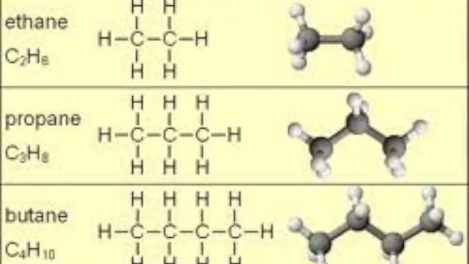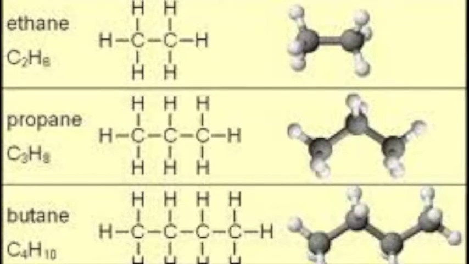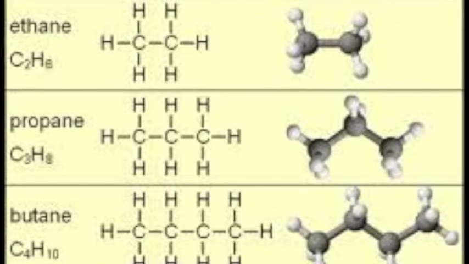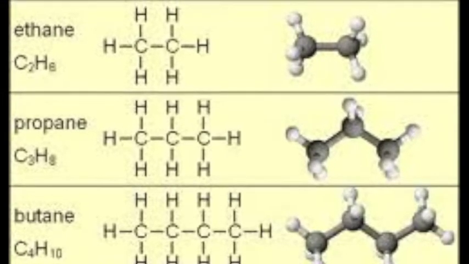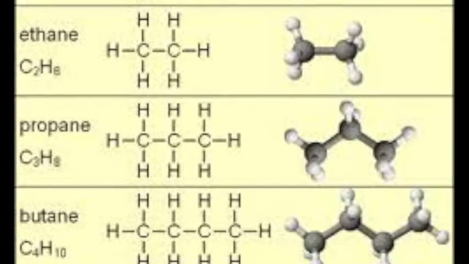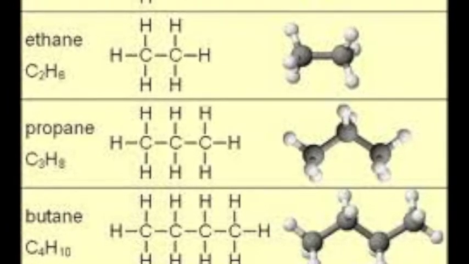The IUPAC rules were created to phase out all common names and replace them with a system that would be consistent, as well as providing information about the placement of substituents, which means the atoms or molecules attached to a hydrocarbon chain. The first step is to determine the longest carbon chain.